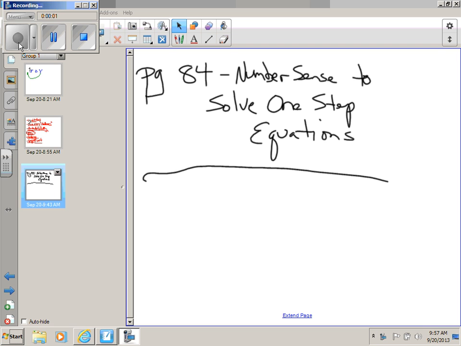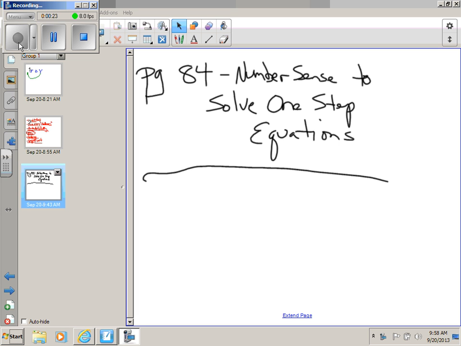Use number sense to solve one-step equations. An equation is a mathematical sentence that has an equals sign. An equation is like a balanced scale. To be in balance, a scale must have weights with the same total on each side. A true equation has equal values on each side of the equal sign.